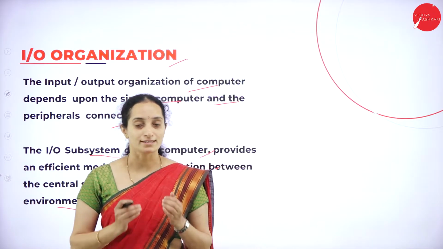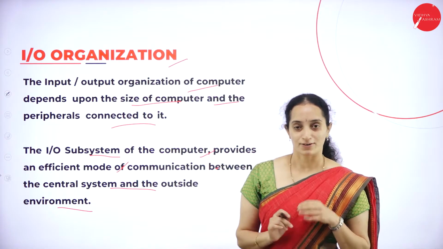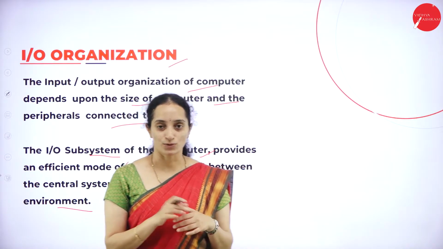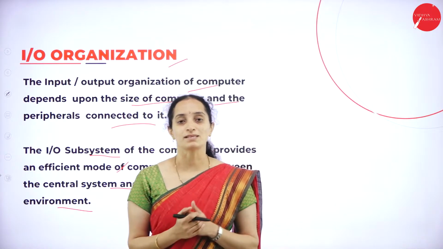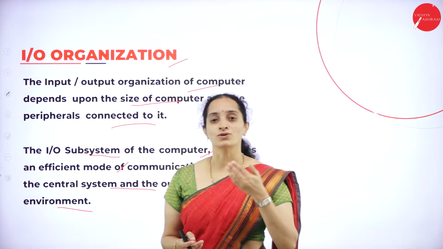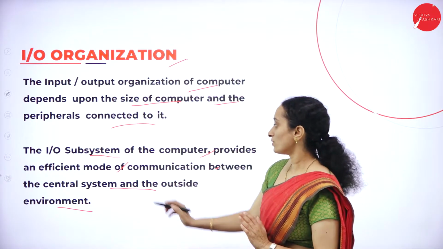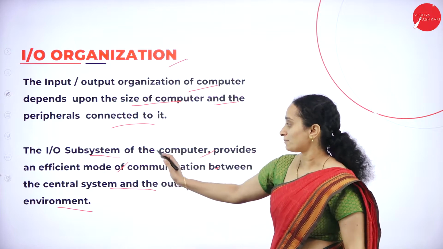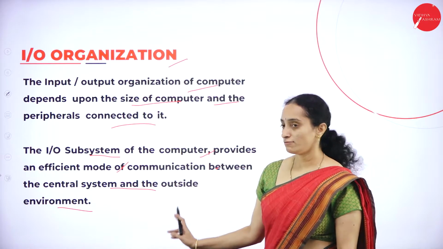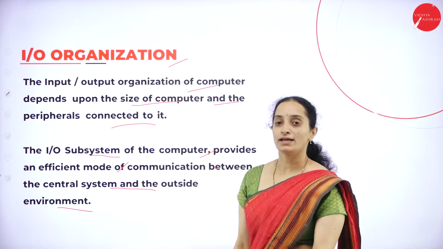But the input device takes the input from the outside world. So maybe the end user, for example. An animal cannot do that. A human being can use the keyboard, isn't it? So it accepts the input from the outer world and the output device is going to provide the processed output to the outer world. So the input-output subsystems are meant for the mode of communication between the central system or the processor and the outside environment.